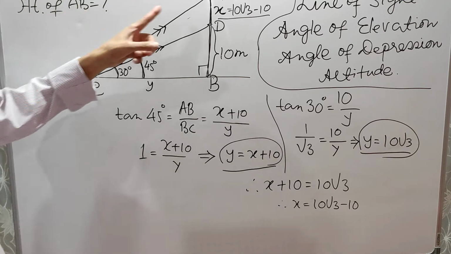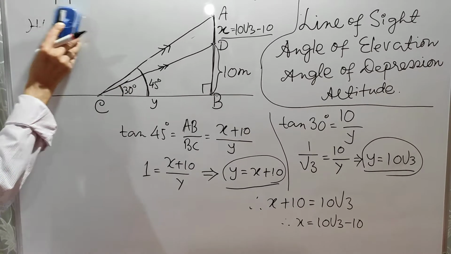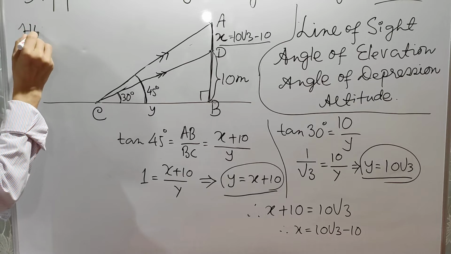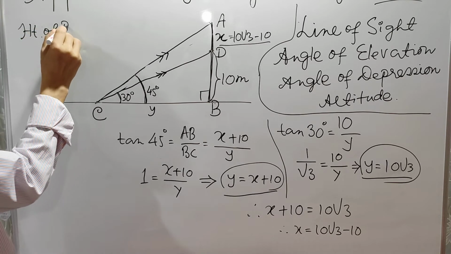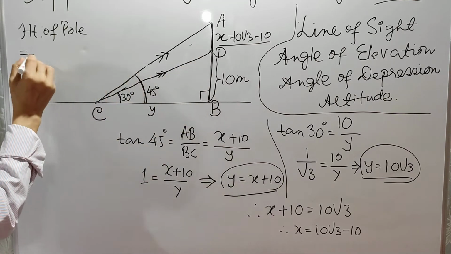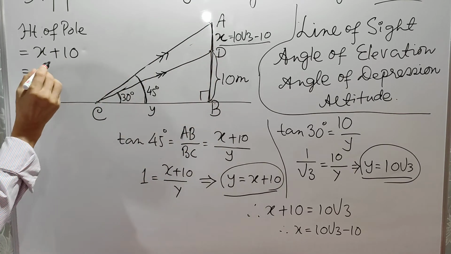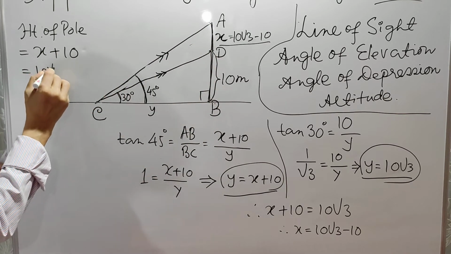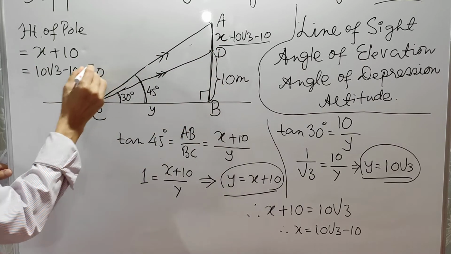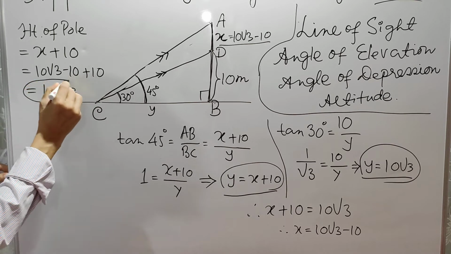Now we need the height of AB. Height of AB means this, X plus 10. So what is the height of AB? Therefore the height of the pole, because AB was the pole. That is what we had to find out. X plus 10. Now X is 10 root 3 minus 10, then plus 10. So plus 10 minus 10 cancel. Finally you get 10 root 3. This is the answer.